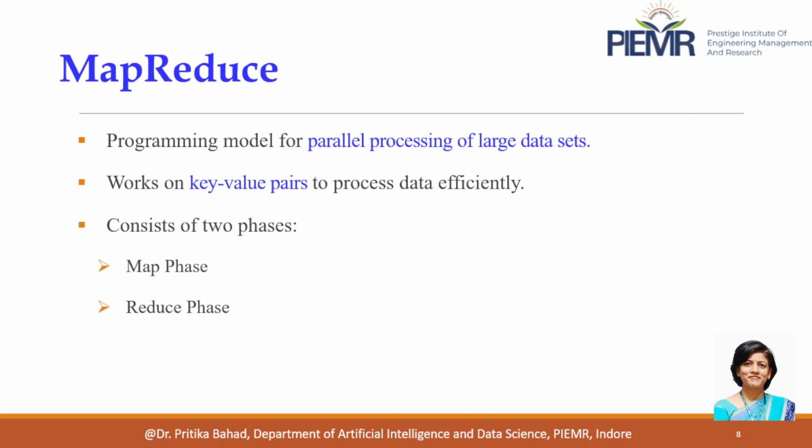The second core component is MapReduce. It is a programming model for parallel processing of large datasets. It works on key value pairs. It consists of two basic phases: one is the map phase and the other one is the reduce phase. Map phase converts input data into key value pairs and reduce phase aggregates results based on the keys.